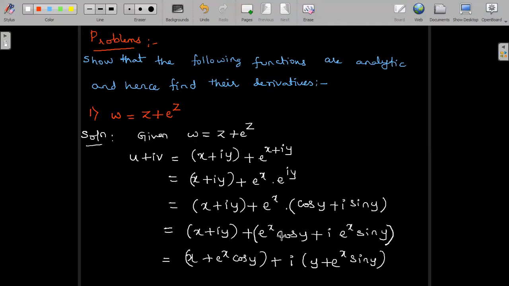Here I've taken x plus e power x cos y, so these are the real terms. Then iy, and here it is i into e power x sin y, and there's a plus sign in the middle. So taking i outside, I can write it down as y plus e power x sin y.